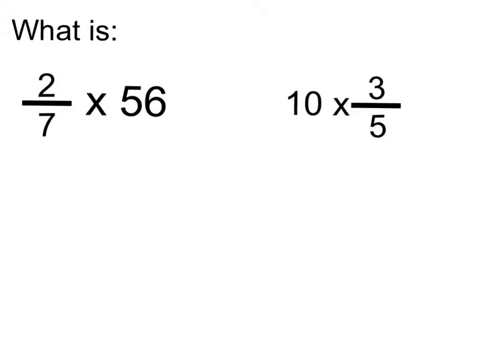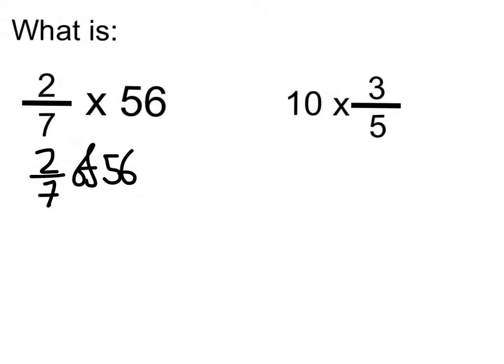This video shows you how to multiply a fraction by a whole number. What you need to remember is that when you're multiplying a fraction by a whole number, that is the same as working out a fraction of that amount. So this first question, 2/7 times 56, is the same as saying 2/7 of 56.